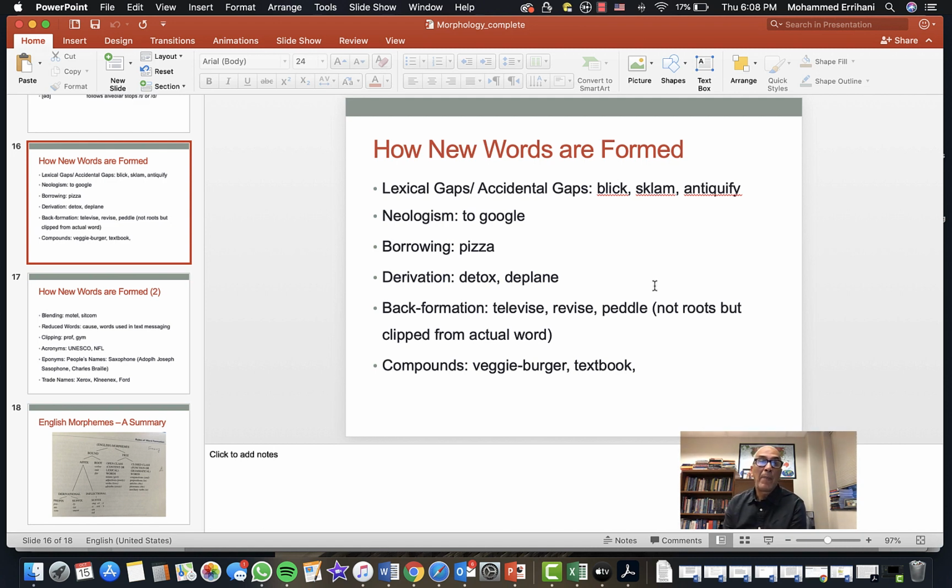Next one is compound, and the compound is the combination of two roots. So you have veggie and burger. Those are two roots, each separate, and you combine them and you get a new meaning.